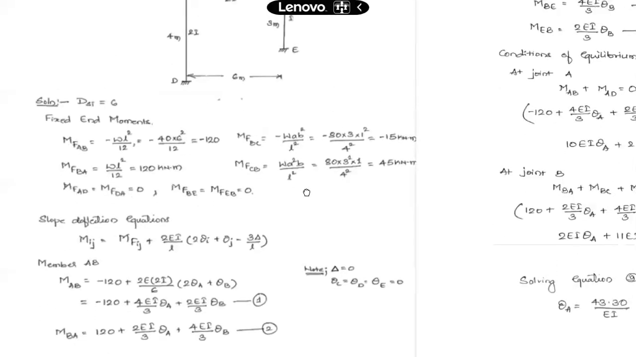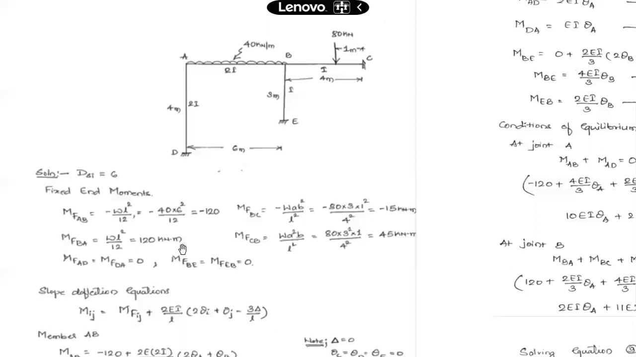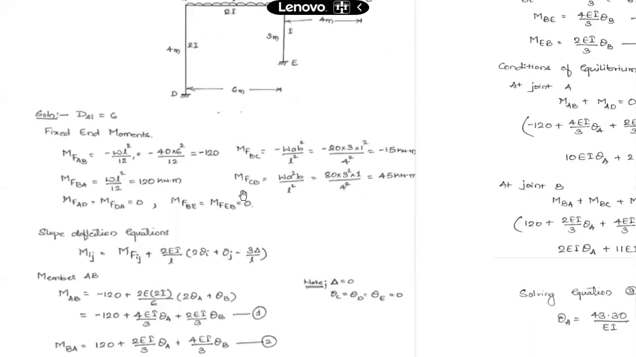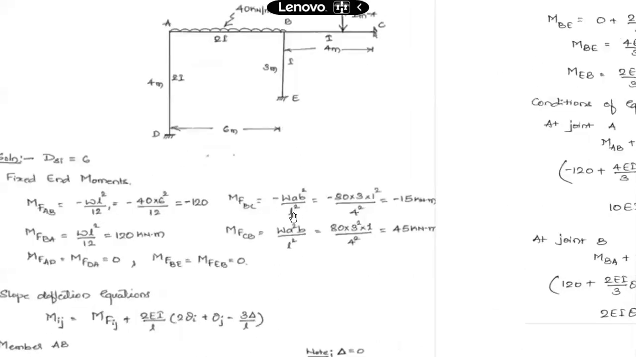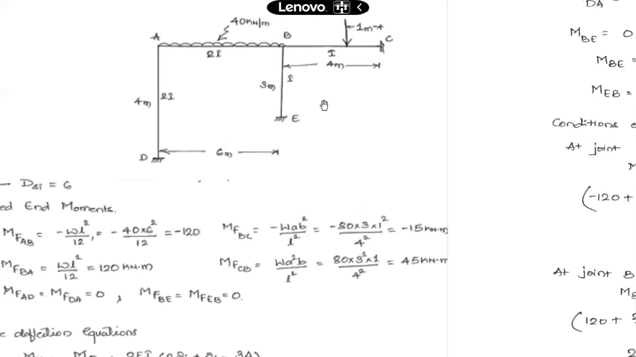So the first step is done: calculation of fixed end moments. For AB, it is WL square by 12, anti-clockwise at joint A and clockwise at joint B. For BC, what is the MFBC? It will be in the anti-clockwise direction, and the value will be minus WAB square by L square.